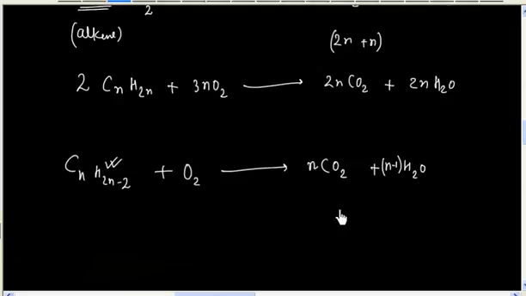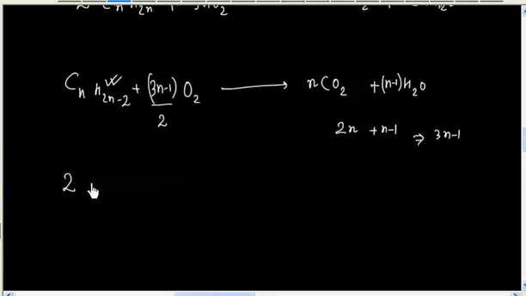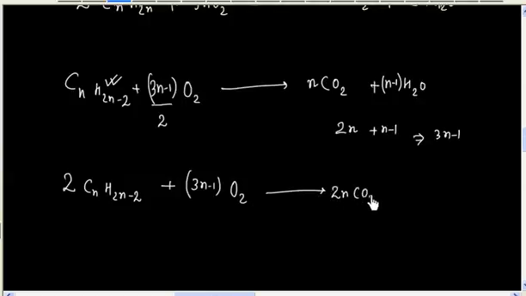Hydrogen is balanced. Now let us check oxygen. So we have 2n oxygen plus n minus 1 oxygen, that is 3n minus 1 oxygen. So we can multiply oxygen by (3n minus 1) by 2. Throughout we can multiply by 2. So in that case we will have 2CnH2n-2 plus (3n minus 1) O2. And this will give 2n CO2, because we are multiplying by 2, plus 2(n minus 1) H2O. So this is the balanced equation.